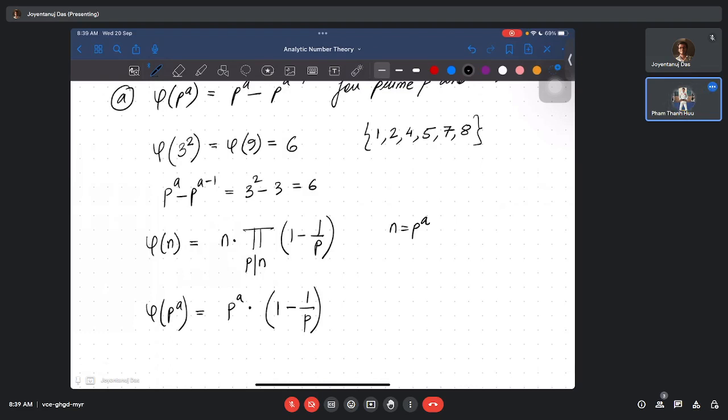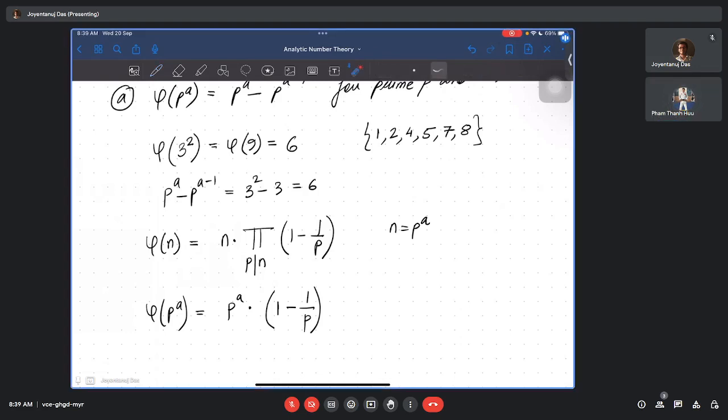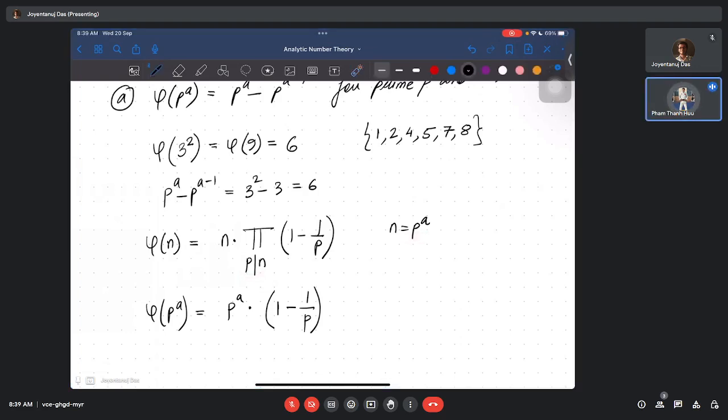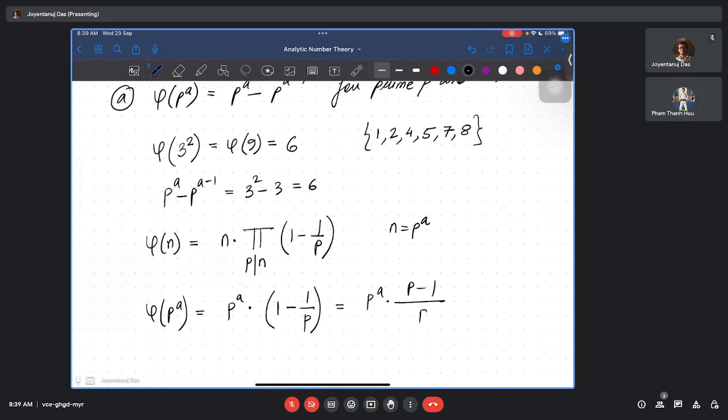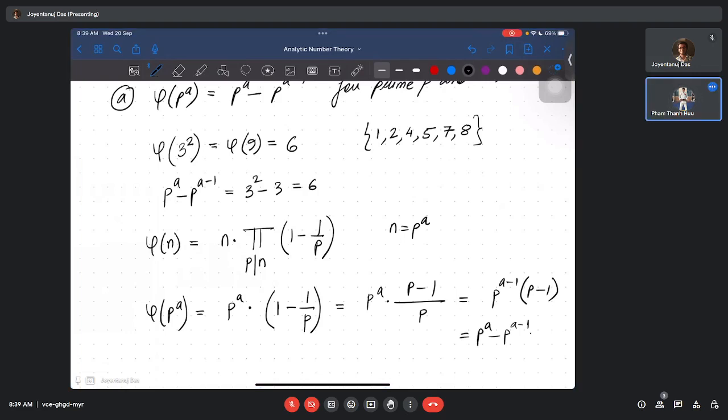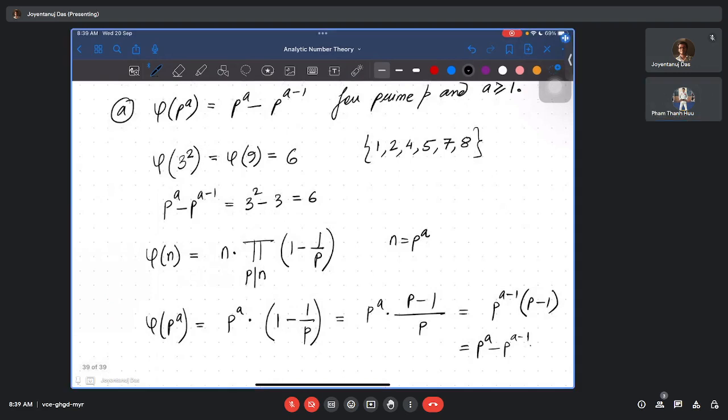The product is only over distinct primes, right? So there is only one prime. So this is nothing but p power a times 1 minus 1 over p, which is p power a minus 1 times p minus 1. That's why it is p power a minus p power a minus 1. So this first one is fine, right?